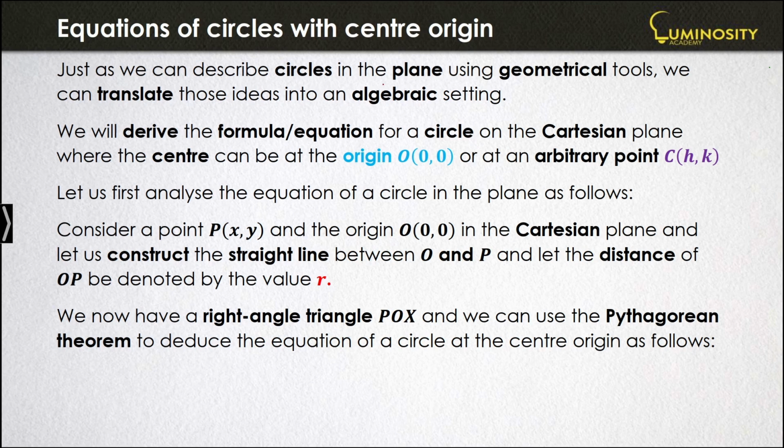Just as we can describe circles in the plane using geometrical tools, such as we've seen in circle geometry, we can translate those ideas into an algebraic setting. So we will derive the formula or equation for a circle on the Cartesian plane where the center is at the origin, (0, 0). This is what we'll look at first.